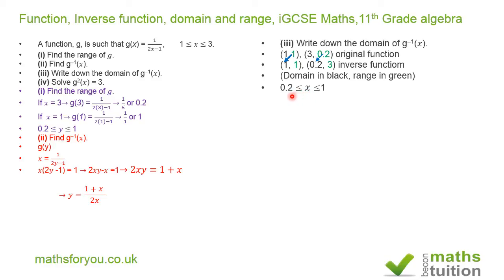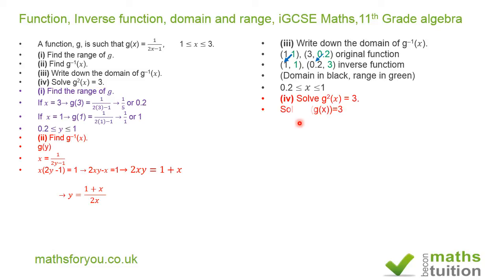Okay, so that's what we got there. So x is greater than or equal to 0.2, which comes from this one here, and x is less than or equal to 1, which comes from this one here. So this is now our domain. Okay, for section 4, it says solve g of gx is equal to 3.